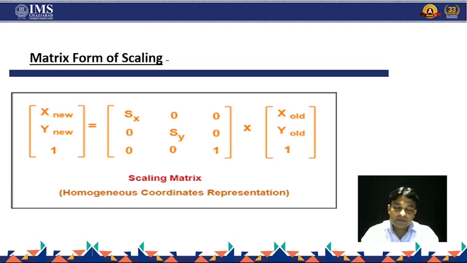Now this is the matrix notation of scaling. This is the standard format. The new coordinates x new and y new can be obtained from the matrix [Sx 0 0; 0 Sy 0; 0 0 1] multiplied by x old and y old, where Sx and Sy denote the scaling factors, and x old and y old are the original object's coordinates in the x direction and y direction. So this is the homogeneous coordinate representation of scaling.